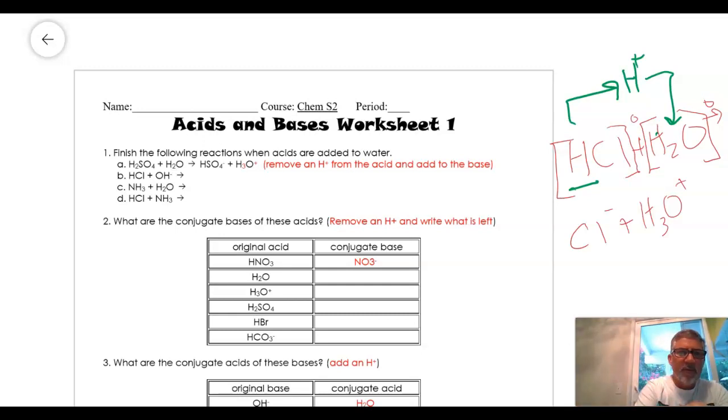So for the second one, I have Cl minus plus H3O positive. Okay, so that's all you're doing, is you're taking the H away from the acid, adding it to the base.